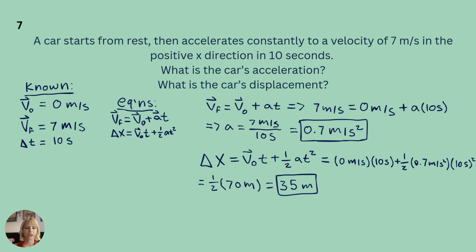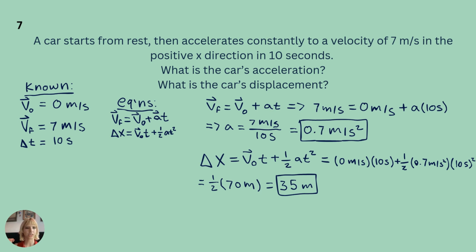So for this one, I have final velocity equals initial velocity plus acceleration times time. I knew to use this one because I have final velocity, I have initial velocity, I'm trying to find acceleration, and I have time. And then I'm also going to need delta x is equal to initial velocity times time plus 1/2 at squared. And I know to use this one because I'm trying to find displacement.